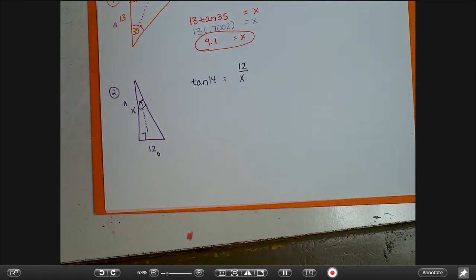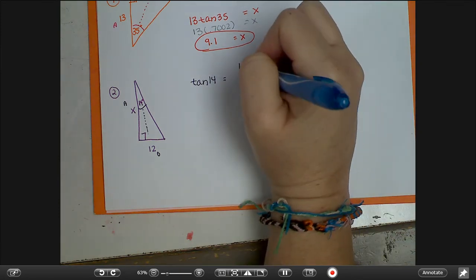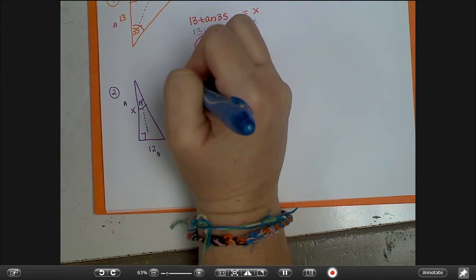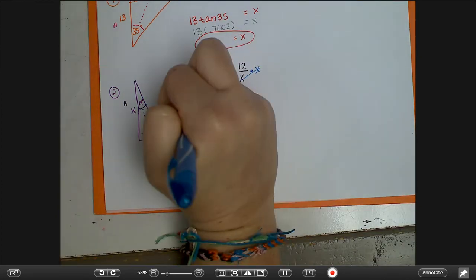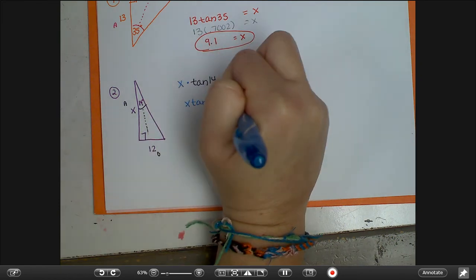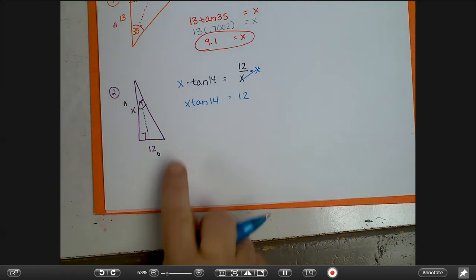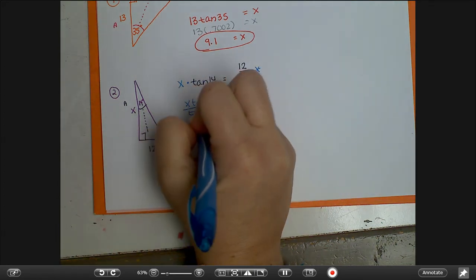This one takes a little bit more time to solve, but not bad. We have our x in the denominator, so we're going to need to get it out of the denominator. We're going to multiply both sides by x. So we have x times tangent 14 equals 12. And we want the x alone, so we're going to divide by tan 14.